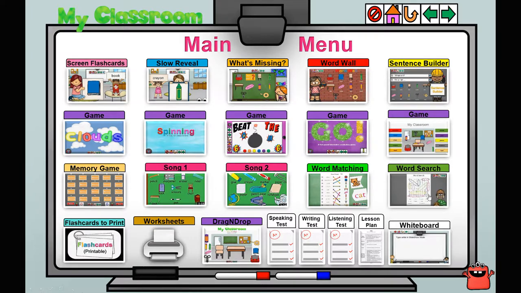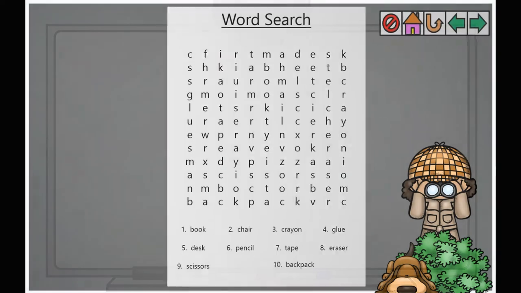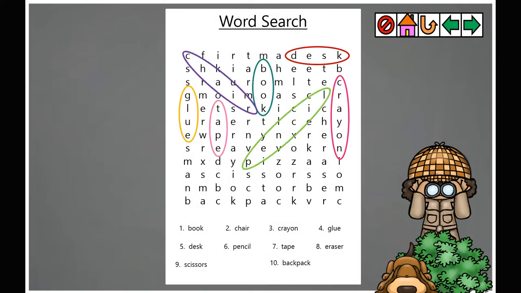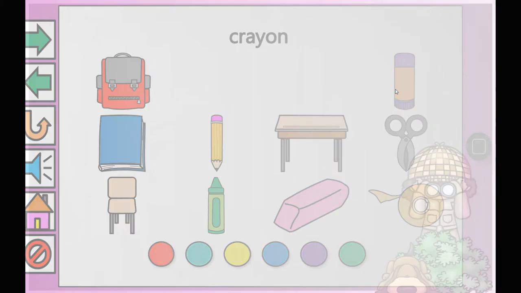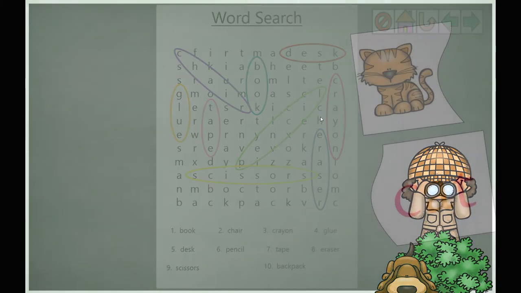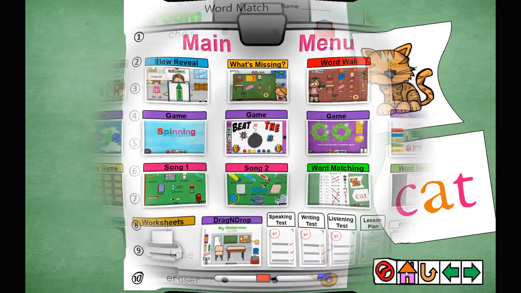And then the word search, there's the same for that. So I usually print out those on the double-sided so that the students who finish the word matching first can do the word search.